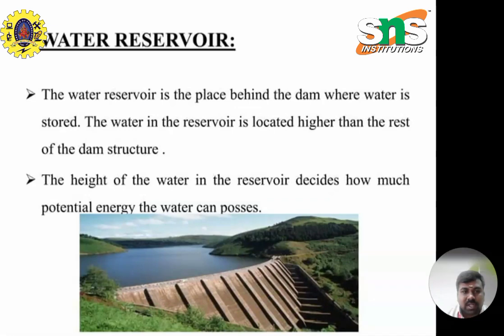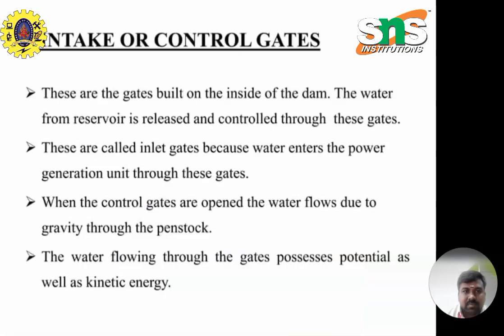Then water reservoir. The water reservoir is the place behind the dam where the water is stored. The water in the reservoir is located higher than the rest of the dam structure. The height of the water in the reservoir decides how much potential energy the water can possess. The water reservoir collects the waters from all the rainfall areas.